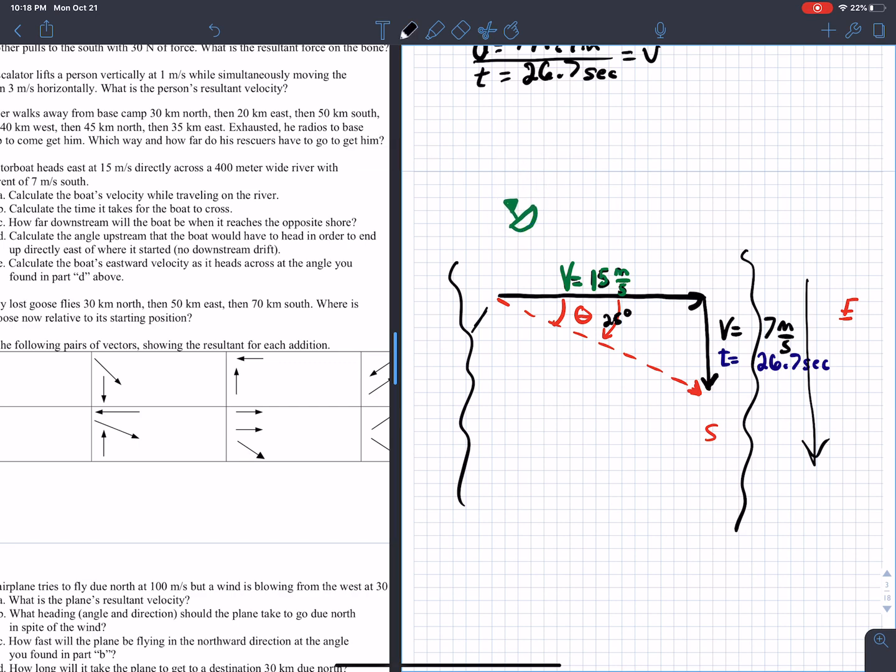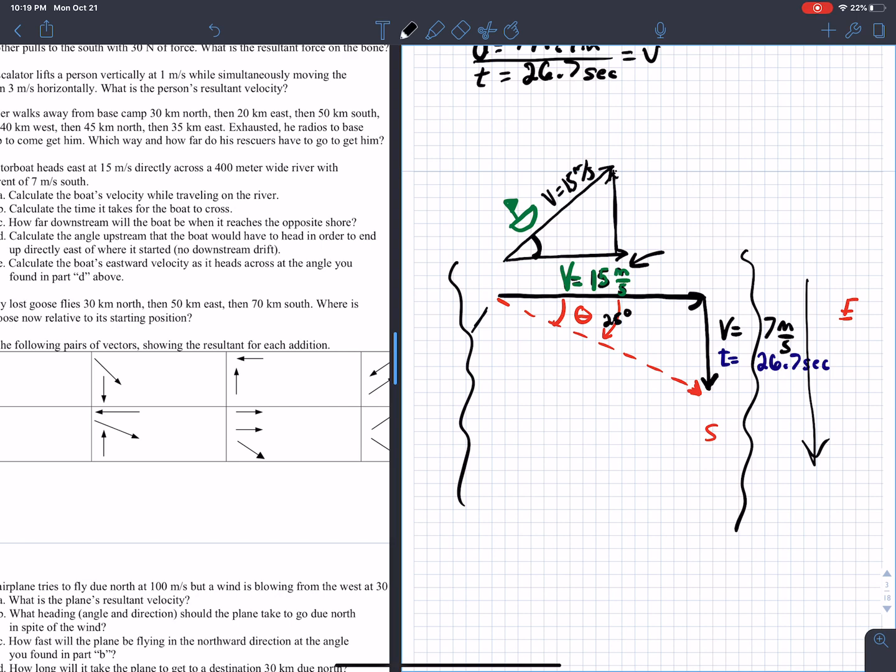Okay, well, first off, what's the velocity of the boat? The velocity of the boat was 15. That's what the boat's engine can do. So my boat engine is going to have a velocity of 15 meters per second. We want that boat to move directly across stream, but at the same time, that boat is going to have some vertical component that it's going to be fighting.